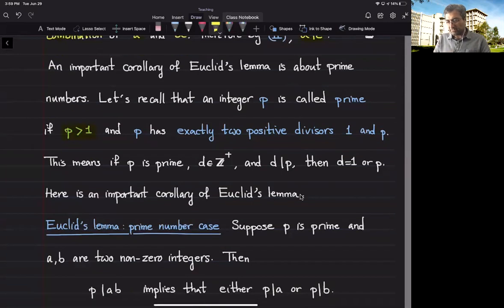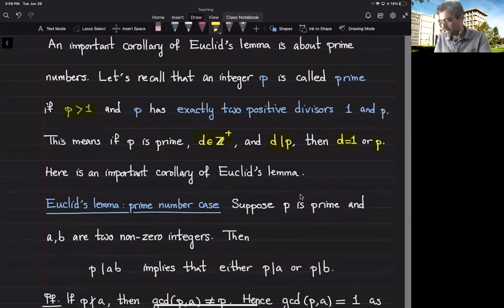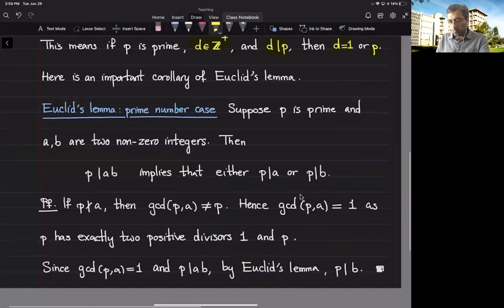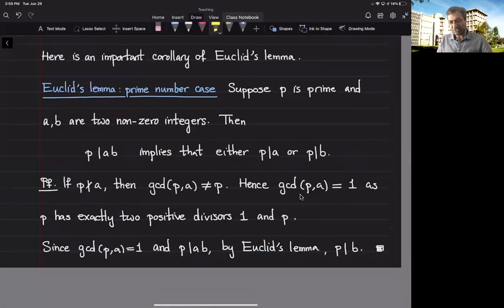Alternatively, I can say it like this: if d is positive and d divides p, then d is either 1 or p, and p is more than 1. Now, Euclid's lemma has this consequence for prime numbers, and sometimes this formulation for prime numbers is called Euclid's lemma, but I prefer to have them separately. I call the first one Euclid's lemma, and the second one Euclid's lemma for the prime number case. Because we are going to need both versions, it's important to have both formulations.